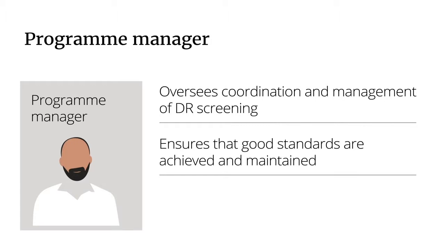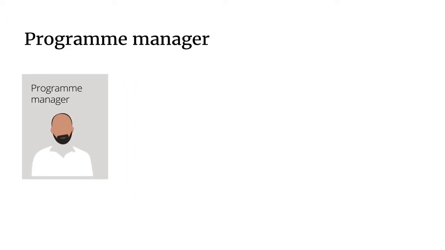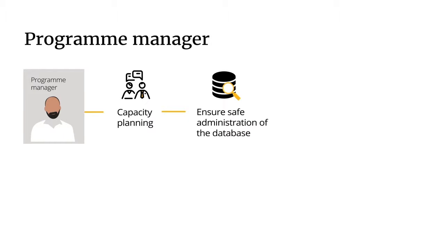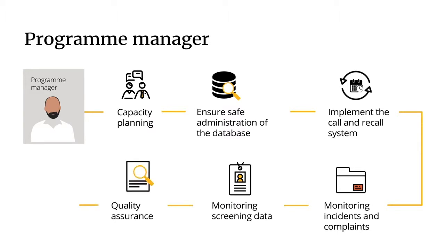Depending on the available resources, they'll be responsible for managing the screening of between 20 and 100,000 people with diabetes at one or several sites. The program manager's key activities include capacity planning to ensure appropriate availability of trained personnel, screeners and graders, and that the required equipment is in place and functioning. Ensuring the safe administration of the database, implementing the call and recall system so that the right people are called at the right time, monitoring any serious incidents or complaints about the program, monitoring screening data, and conducting quality assurance to ensure that the team is compliant with the training requirements of their roles.